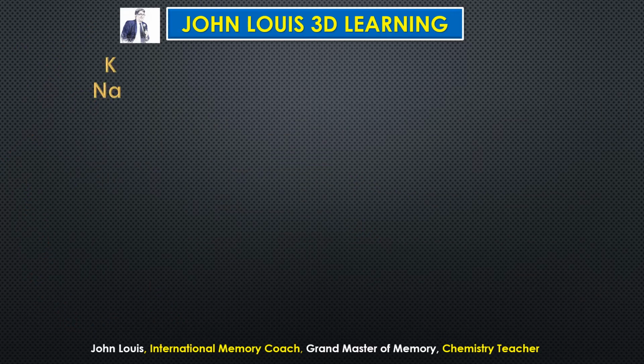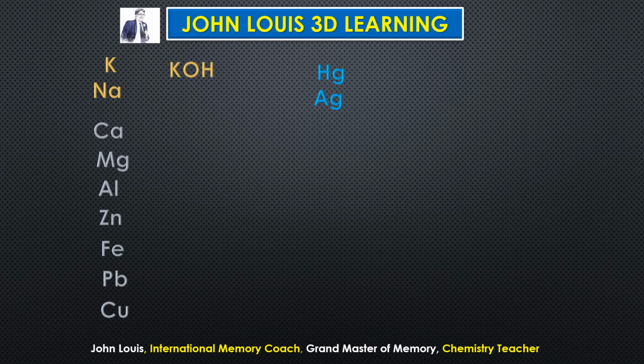So these, sodium and potassium, are the highly reactive metals. Calcium, magnesium, aluminum, zinc, iron, lead and copper, up to lead, these are the medium reactive metals. Then mercury, silver, these are the less reactive metals. Then gold, all these things.